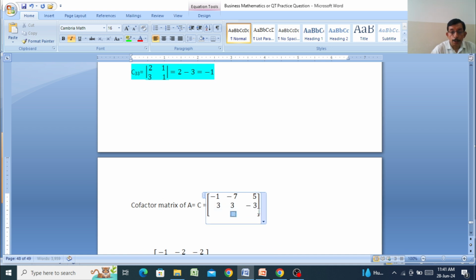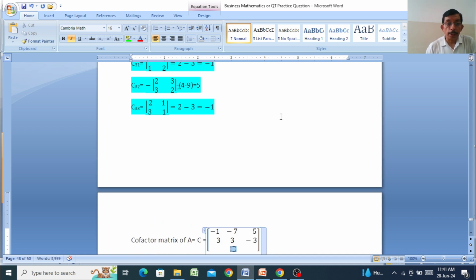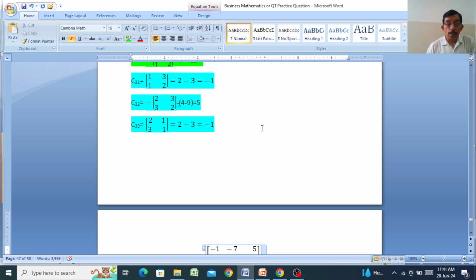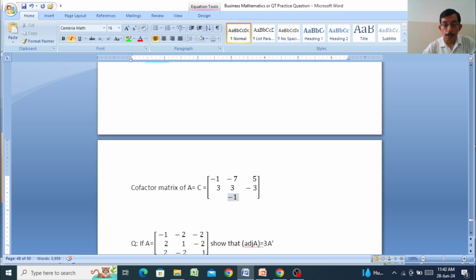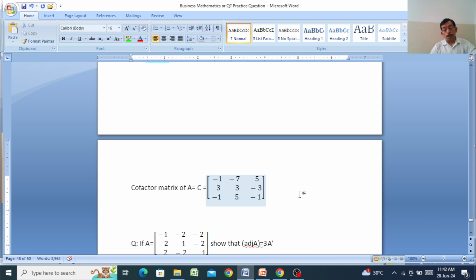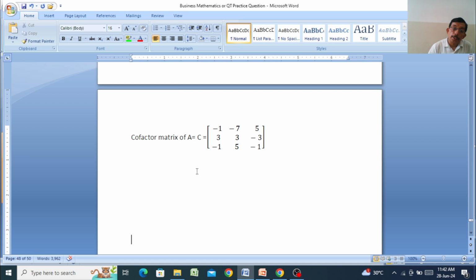Now we come to the last row, cofactor C31 is minus 1, 5, minus 1. These are the cofactor matrices. Now we find the adjoint of A.